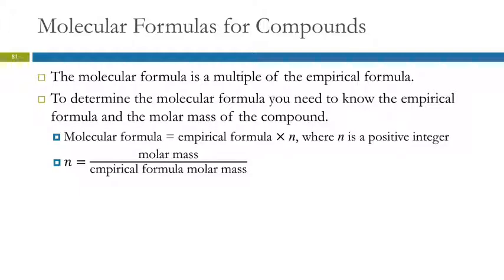So in problems that you do on paper, the molar mass is going to have to be given to you, okay? So we want to know how many times we multiply the empirical formula to get the molecular formula. The way we can figure that out is we will take the actual molar mass of the compound and divide it by the mass of the empirical formula. And that's going to tell us how many times the empirical formula fits into the molecular formula.